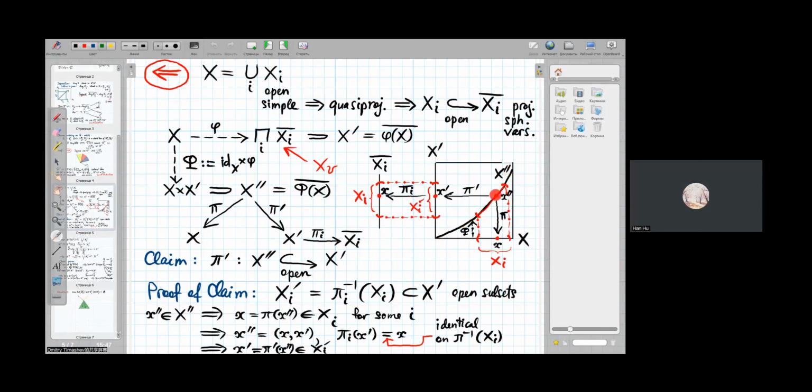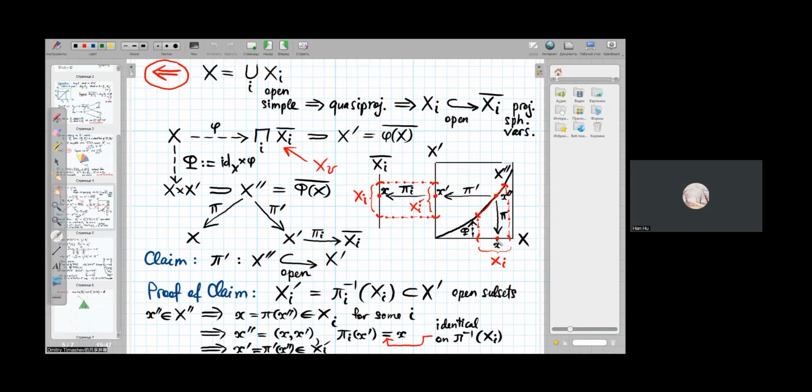This means that the image of pi is closed, but it is also dense. So the image is closed and also dense. Therefore, it is the whole X. So there must be some X prime. For any X in here, you can find some X prime in here, mapping to X, but maybe there are many X primes. So you do not have an inverse map. The inverse map is only rational. Exactly.